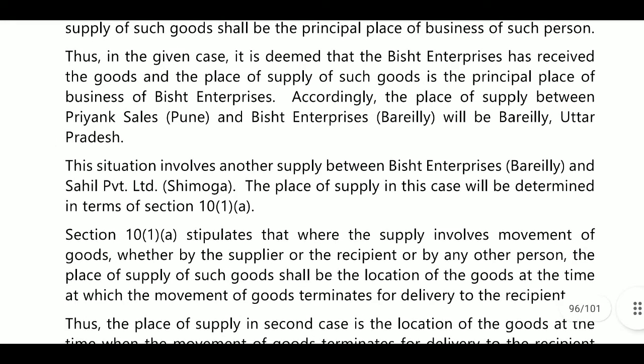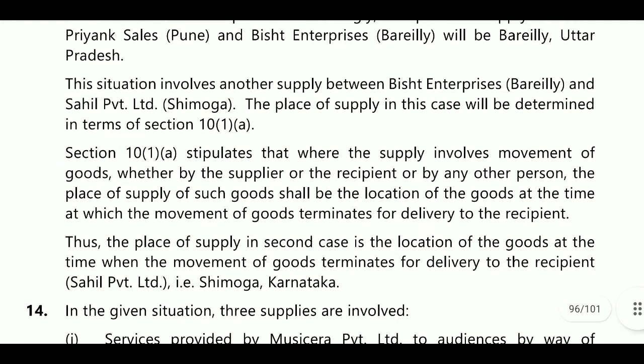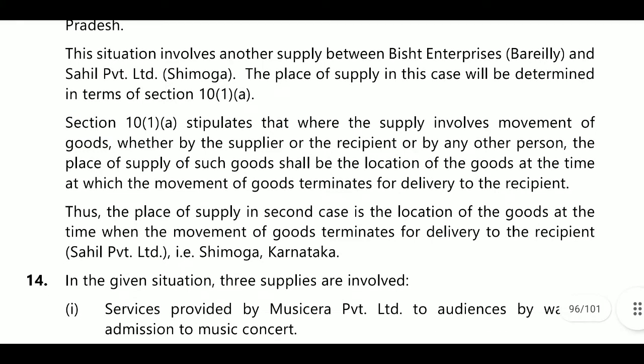The situation involves another supply between Bishant Enterprise and Sahil Private Limited, that is the Shimoga person. The place of supply in this case will be determined based on termination of movement, that is where the goods are delivered, which is Shimoga, Karnataka. Where the supply involves movement of goods, whether by the supplier or recipient or by any other person, the place of supply of such goods shall be the location of goods at the time at which movement of goods terminates for delivery to the recipient.